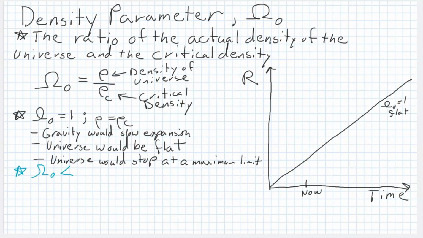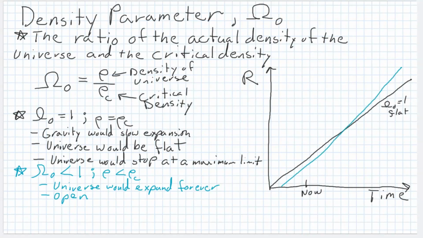The next one, let's assume that our density parameter is less than 1. So we have a very not dense universe, meaning the actual density of the universe is less than the critical density. Unlike the flat universe, this universe would expand forever and never come to a rest at a maximum. We call this kind of universe an open universe. It has a similar straight line that increases its scale factor with time, and it's a little steeper than the flat universe.